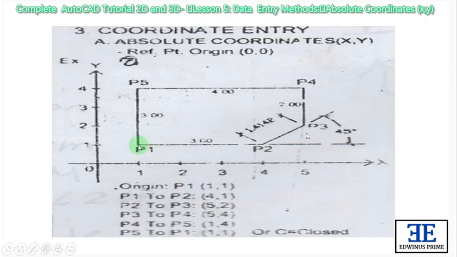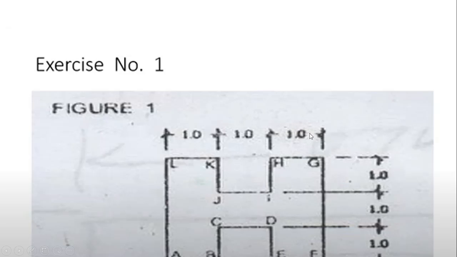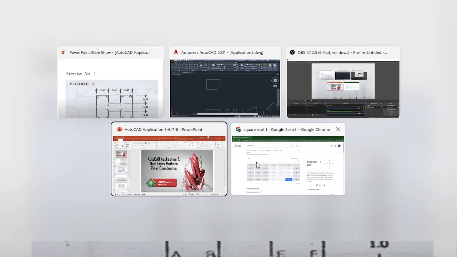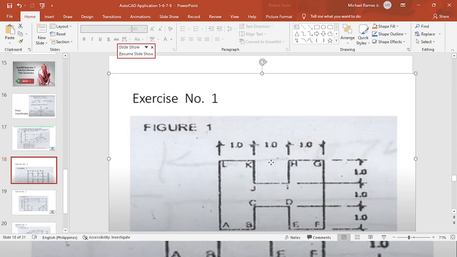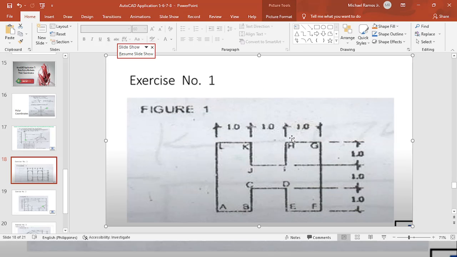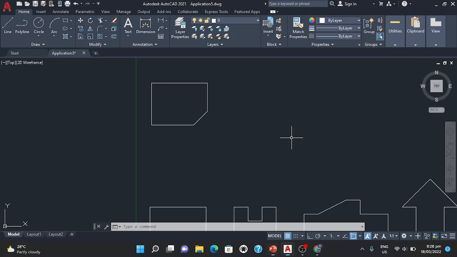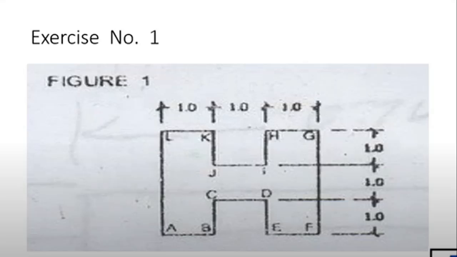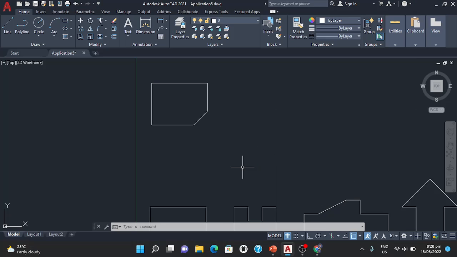Now let's apply polar coordinates in our exercise number 1. Okay. So for our exercise number 1, let's see. For our exercise number 1, we have here a figure of letter H. So let's try to apply it in our AutoCAD.